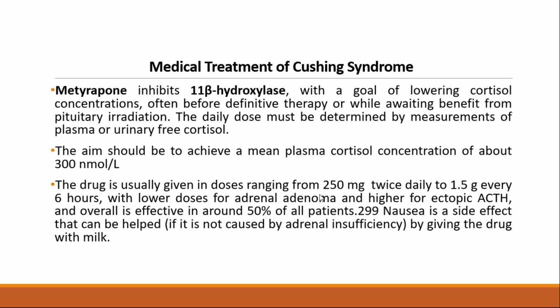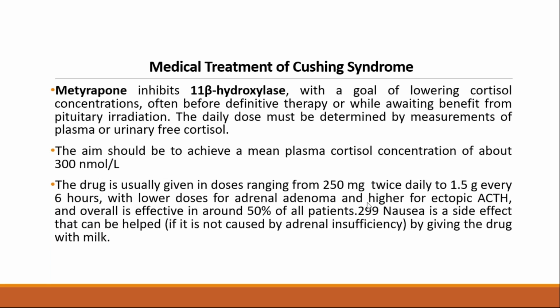The drug is usually given in doses ranging from 250 mg twice daily to 1.5 gram every 6 hours. This is the maximum dose every 6 hours, with the lower doses for adrenal adenoma and higher for ectopic ACTH. Overall, it is effective in around 50% of all patients. Nausea is a side effect that can be helped by giving the drug with milk if it is not caused by adrenal insufficiency. If we suppress the adrenal gland too much, then nausea can also be a symptom. But if it is not the cause, then we can avoid the symptom by administering it with milk.